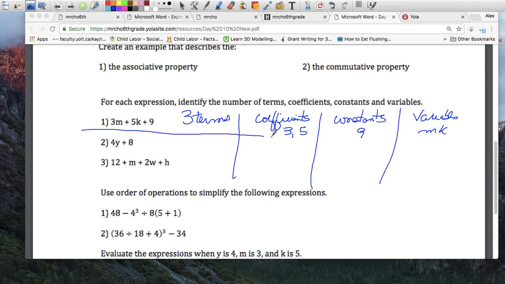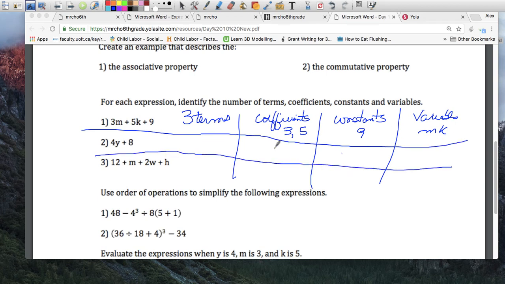That was number 1. Number 2, how many terms? Well, it's made up of 2 terms, 2 parts. Coefficients, just the 4. The constant is the 8, and the variable is the y.